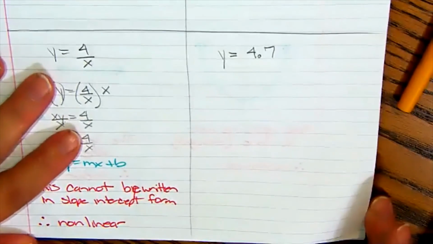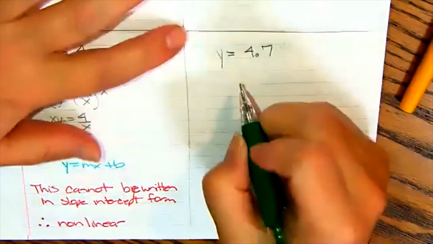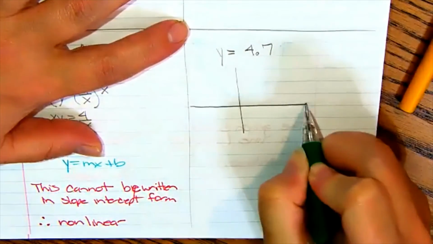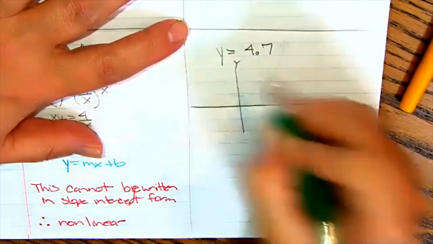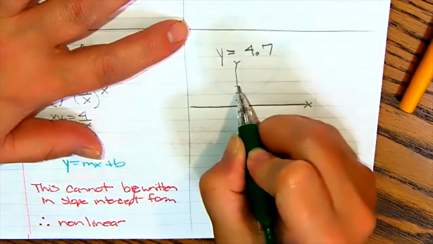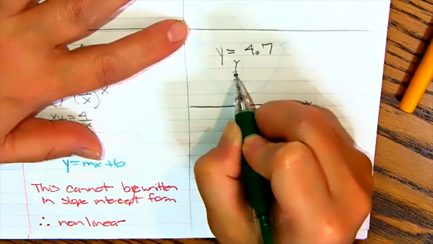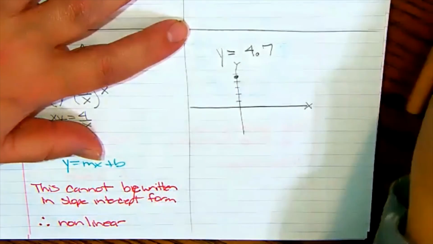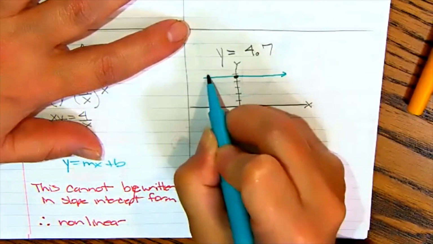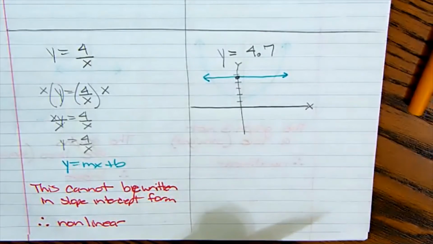Okay, it looks like the majority of you are telling me this is non-linear. Let's graph it. So this is my x-axis, this is my y. Y equals 4.7. 1, 2, 3, 4.7 would be about right here. So here it is. It looks pretty linear to me.